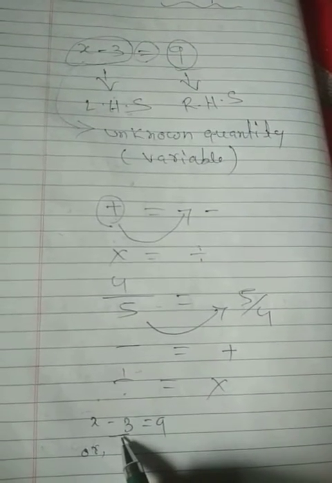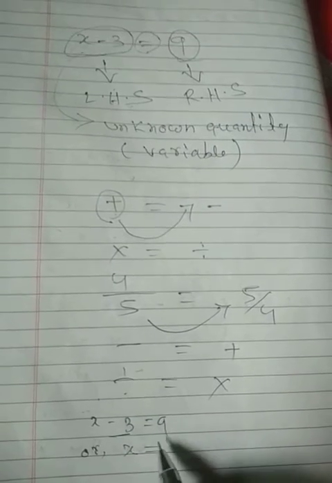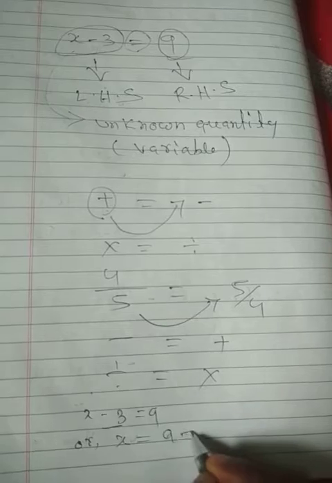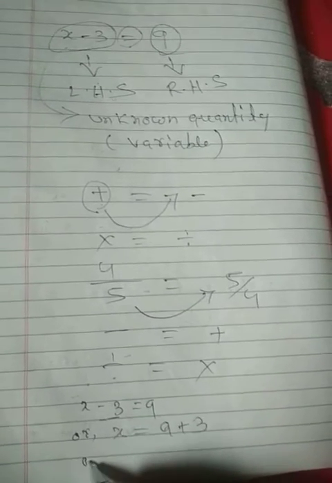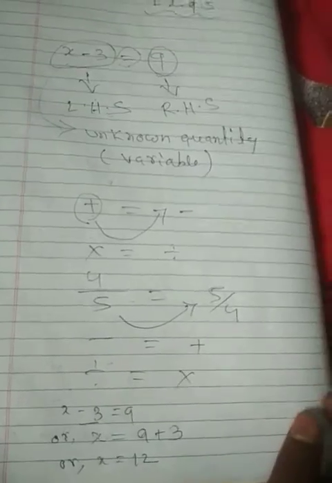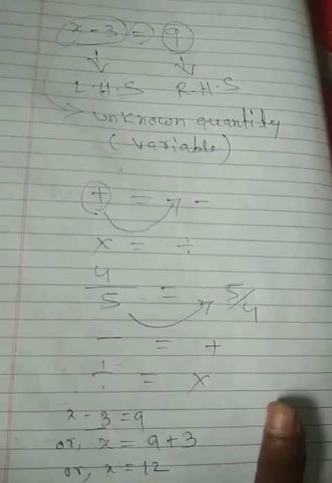There is a minus 3. If I shift that number to the right side, that becomes plus 3. That means 9 plus 3. Or what is the value of 9 plus 3? 12. So I got x equal to 12. That is the answer. That is very easy, but there will be some difficult maths also.